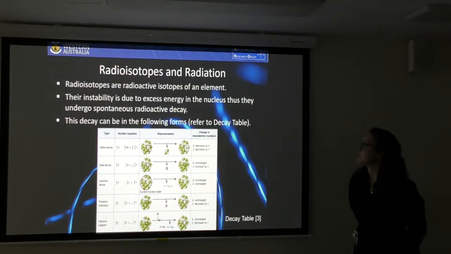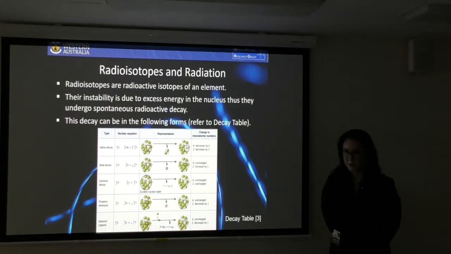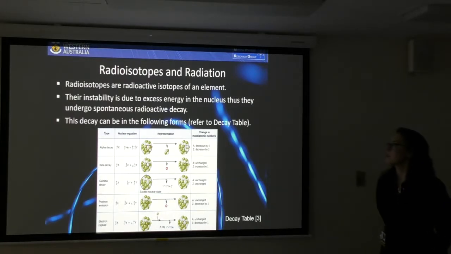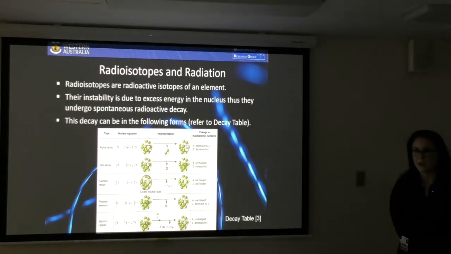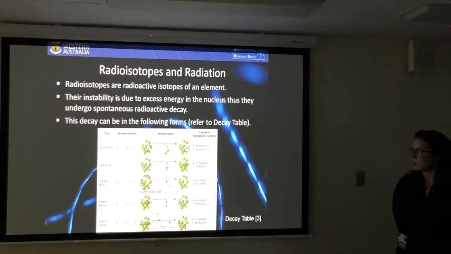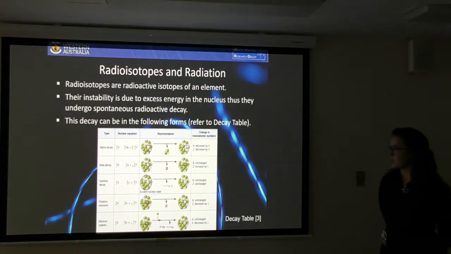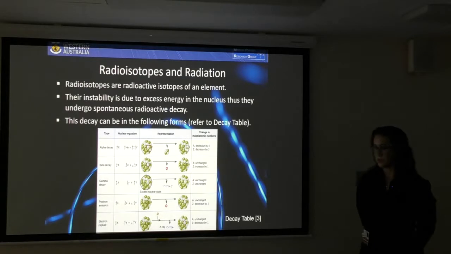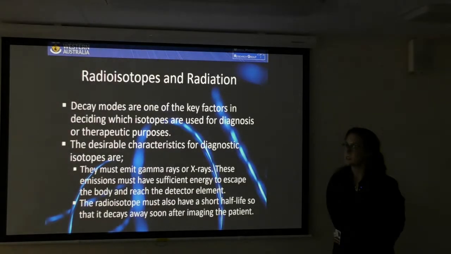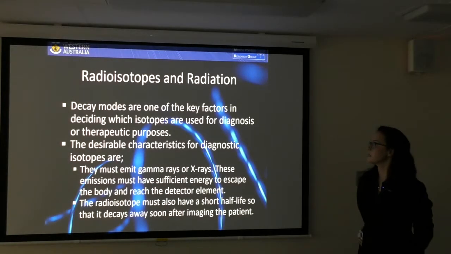Radioisotopes are radioactive isotopes of an element. This means that they are unstable, and due to this excess energy in the nucleus, they undergo spontaneous decay. And this can be done in the following forms. We have alpha, beta, gamma, and positron emission and electron capture. These decay modes are key factors in deciding whether an isotope will be used for diagnostic or therapeutic purposes.